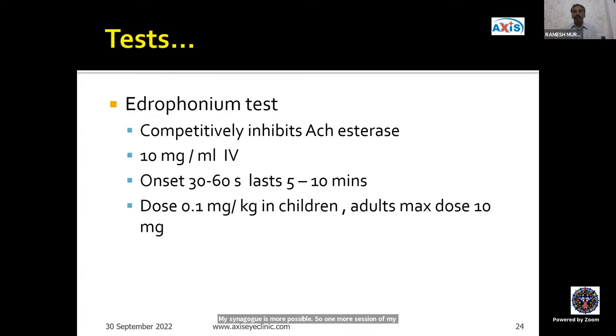The edrophonium test competitively inhibits the acetylcholinesterase, so more acetylcholine is available. Usually we give 10 mg per ml IV. The onset is in 30 to 60 seconds and lasts for 5 to 10 minutes. This is unfortunately not very easily available anymore.